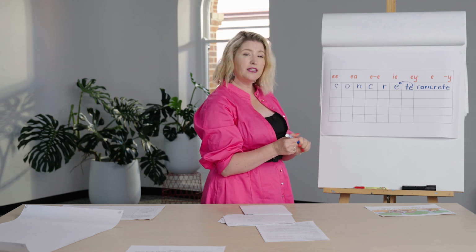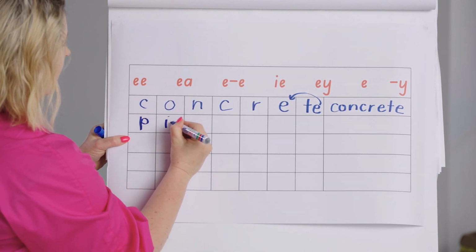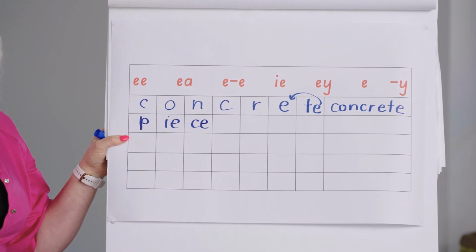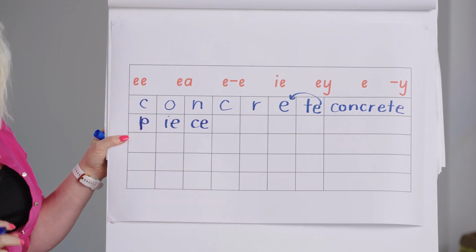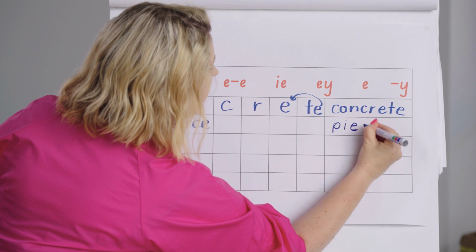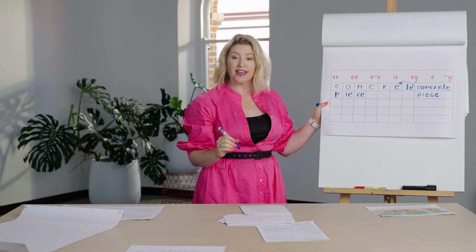Are you ready? Say the sounds and write them. Peace. E. S. Did you get it? Was a tricky one. Peace. Let's write the whole word. Say it again. Peace. Fantastic work. Ready?